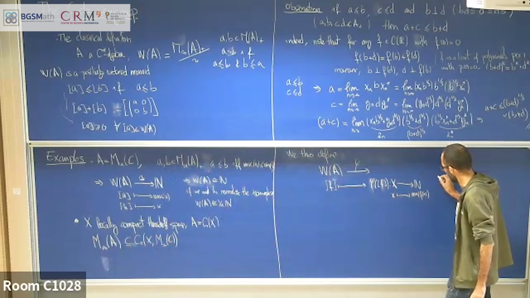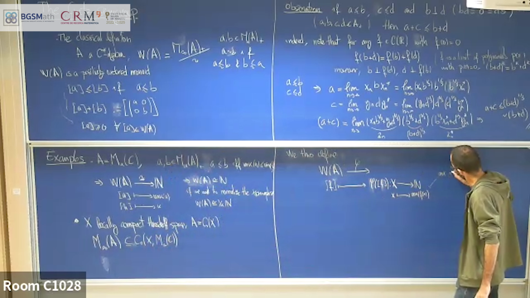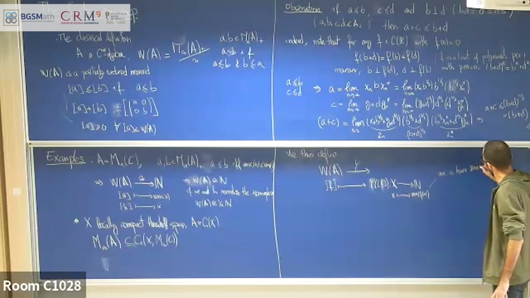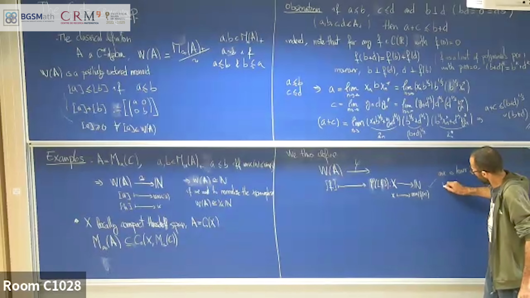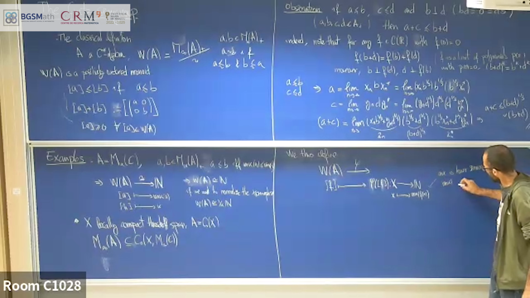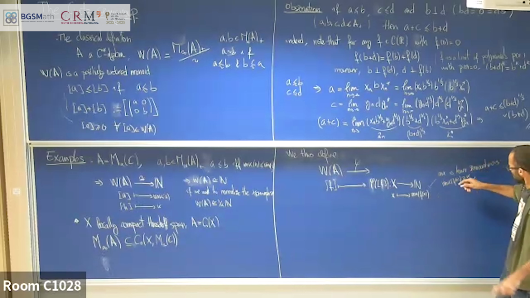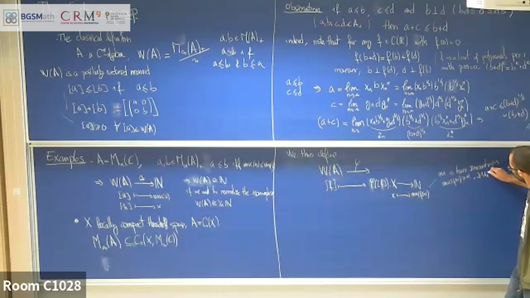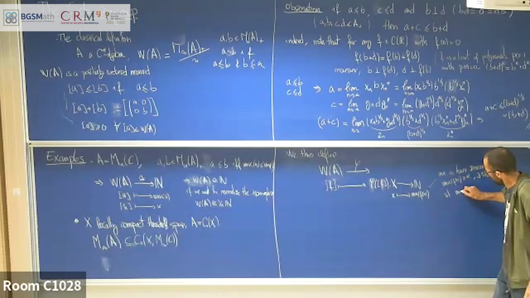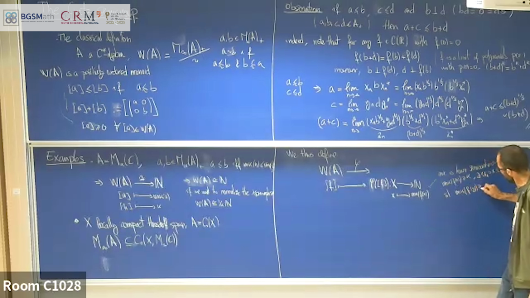So this, note that rank is lower semi-continuous, right? If the rank of f of x is greater than k, then you can find a submatrix of f of x with determinant different from zero, and since f is continuous, there exists an open set U_x such that the same holds for all points in U_x. And so the rank is lower semi-continuous.